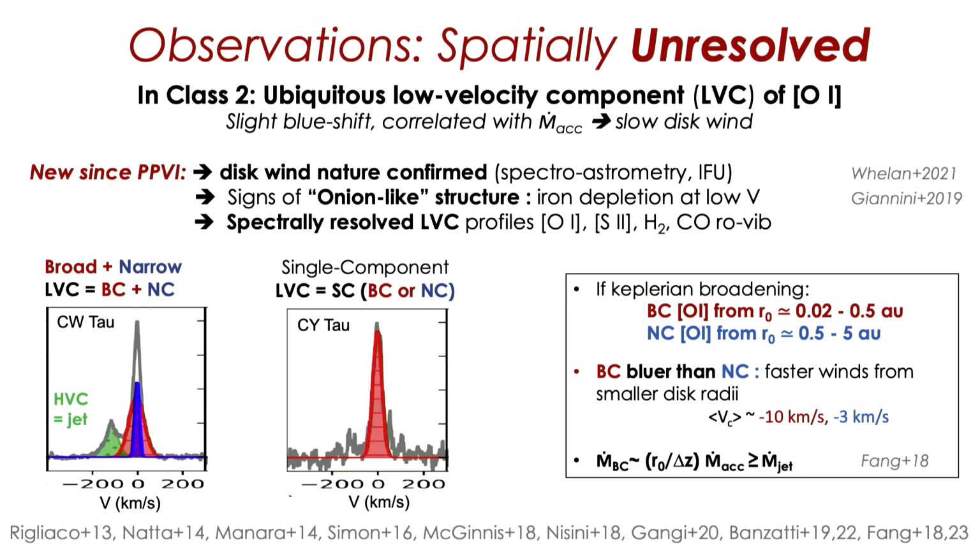And so if you assume that you're close to Keplerian, you get foot point radii that typically go from 0.02 to 5 AU. So really in the inner disk, but also going to several AU, quite extended. And we also see that the broad component is bluer than the narrow component, which means that you have faster winds. If you believe this interpretation of the width, you would have faster winds from the smaller disk radii, which is what we see on larger scales. Okay, we see this onion-like structure with slower and slower wind from larger radii.